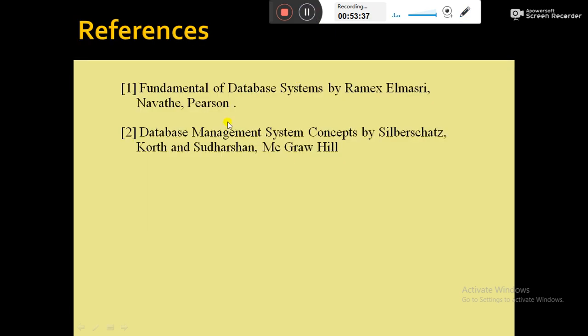And these are the references you may go through for further details about normalization, the concept of normalization, 1NF, 2NF, 3NF, and BCNF.